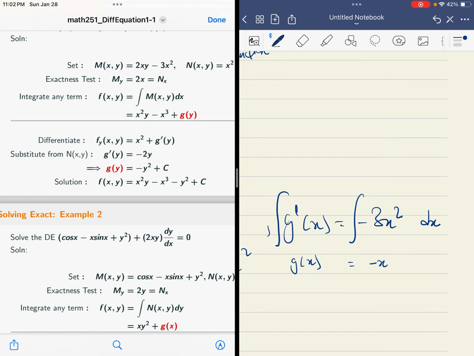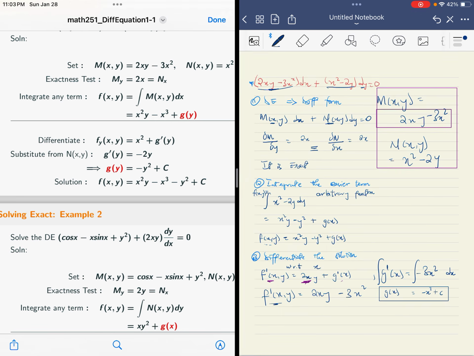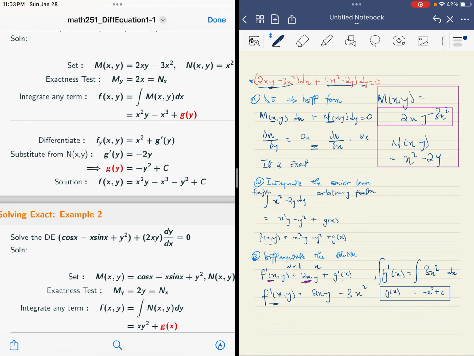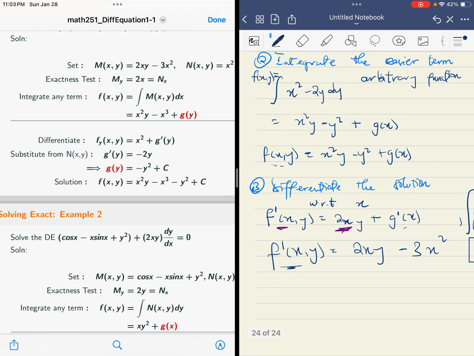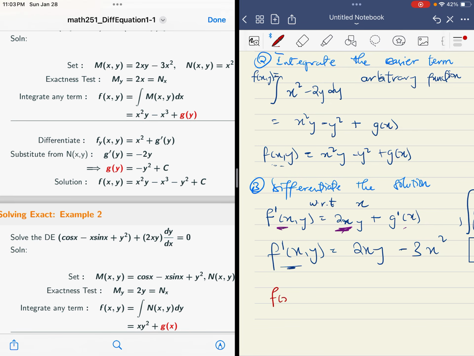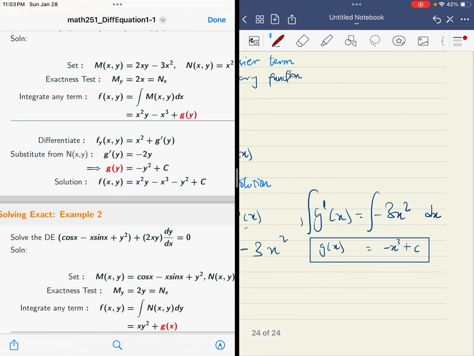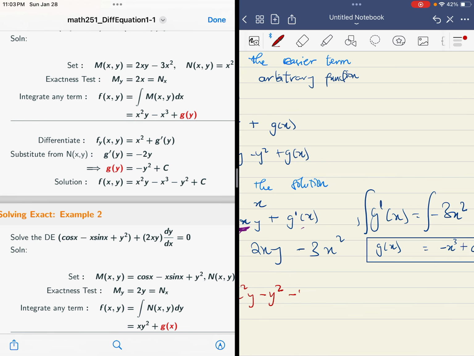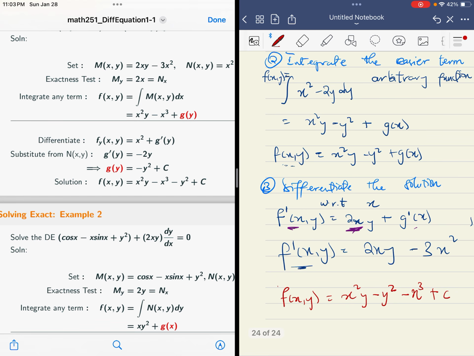We have negative x cubed plus c. And this is our g of x. All we have to do is pick it and plug it into f of xy. So our f of xy now becomes, let me try and use a different color, f of xy, which is our final solution, equals x squared y minus y squared. And what is g of x? Negative x cubed plus c. So minus x cubed plus c. And this is actually the solution to your differential equation.